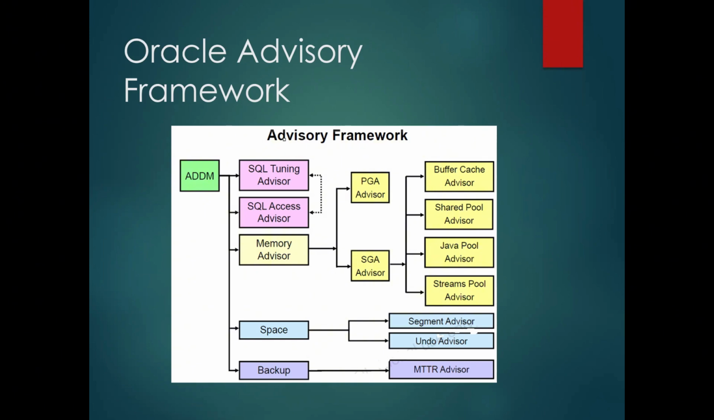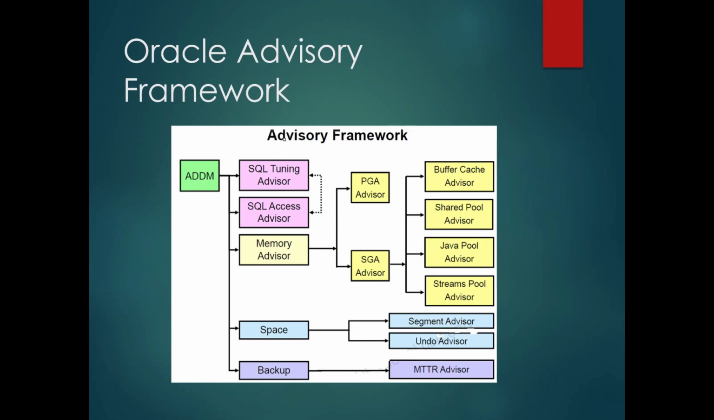There are two memory advisors: the PGA advisor and the SGA advisor. In the SGA advisor, every component inside the SGA has an advisor: the buffer cache advisor, shared pool advisor, Java pool advisor, and streams pool advisor. Then space has two advisors: the segment advisor and the undo advisor. The segment advisor covers space-related matters. For undo, how we can set our undo retention, we can get from the undo advisor.